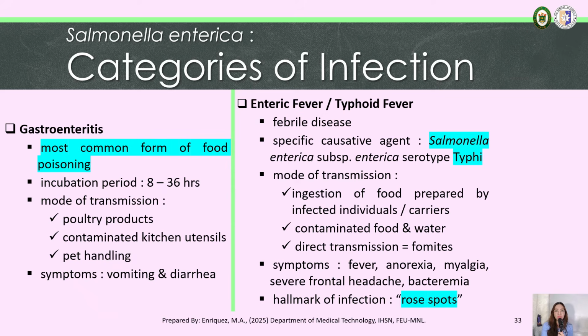Next is enteric fever or the typhoid fever, caused specifically by Salmonella enterica, subspecies enterica, serotype typhi, or simply Salmonella typhi. This is a febrile disease that can be acquired through any of the following ways listed here. So, ingestion of food prepared by infected individuals or carriers, ingestion of contaminated food and water, or direct transmission through fomites.